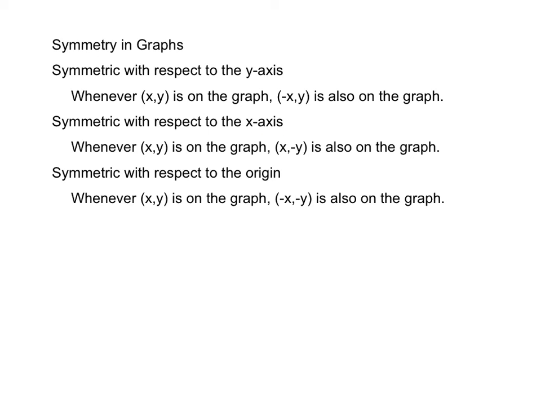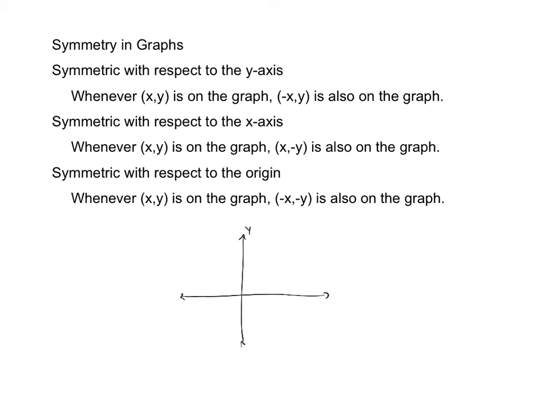Symmetry over the x-axis, I can fold it over the x-axis. It's the opposite property. And then if it's symmetric about the origin, whenever (x, y) is on the graph, then (negative x, negative y) is on the graph. And what that means is, well, actually a quick visual of each of these. Symmetry over the y-axis, the first one, right?